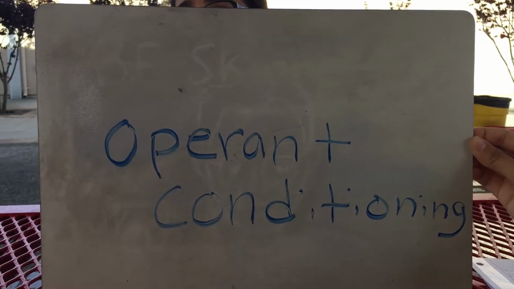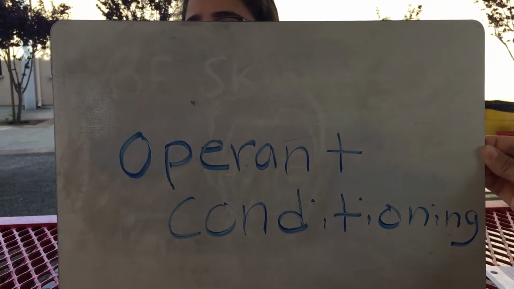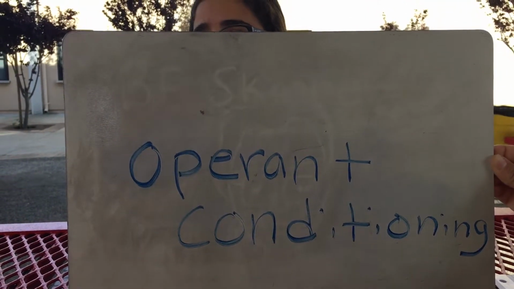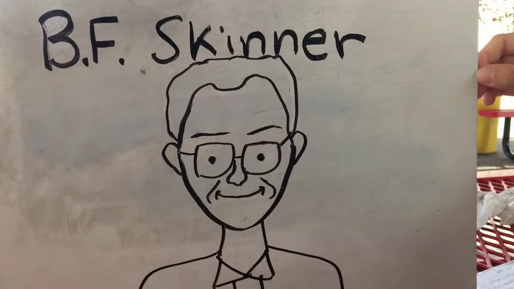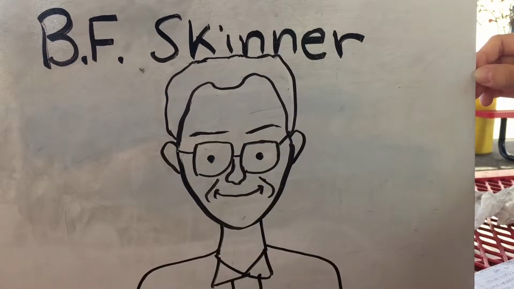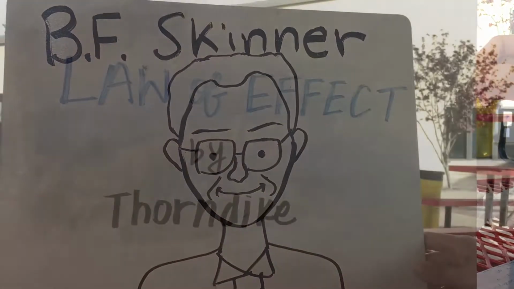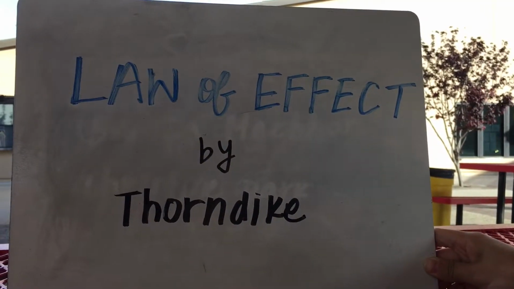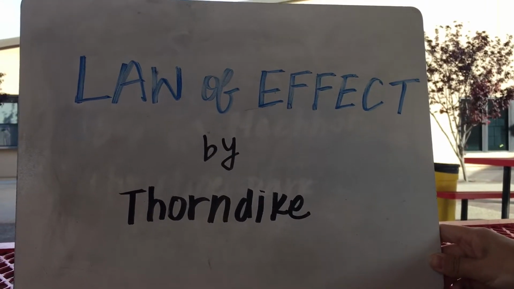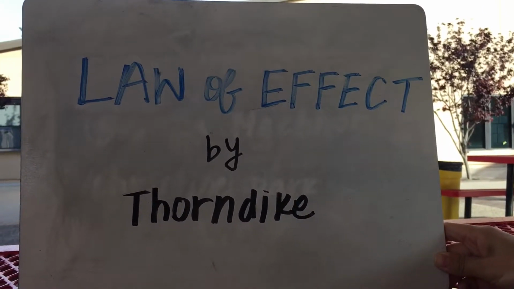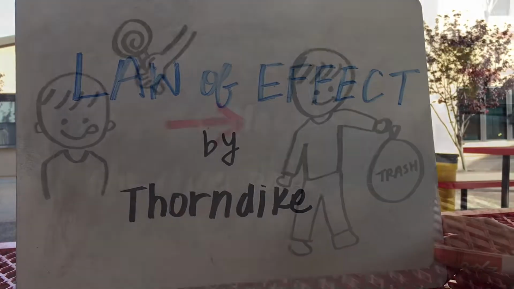Operant conditioning is conditioning in which behavior is strengthened by rewards or diminished by punishment. B.F. Skinner was the main psychologist in the principles of operant conditioning, and he based his work off of Thorndike's law of effect. The law of effect is the principle in which rewarded behavior is likely to reoccur and punished behavior is less likely to reoccur.